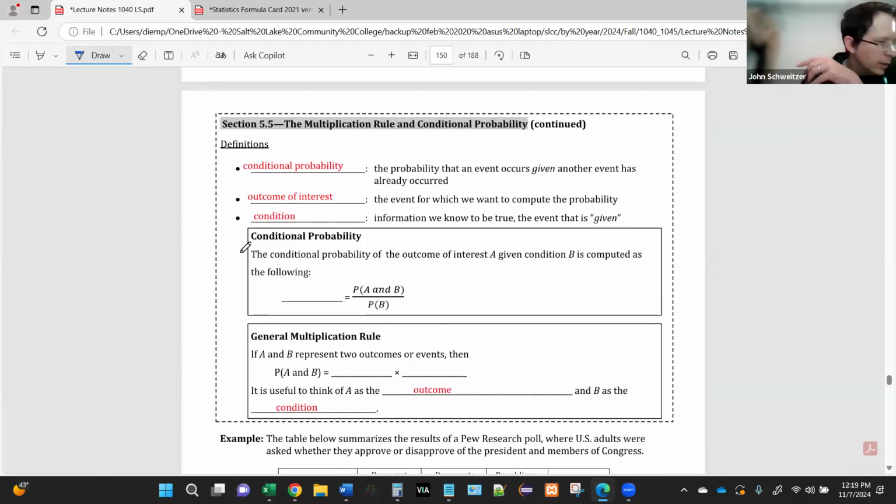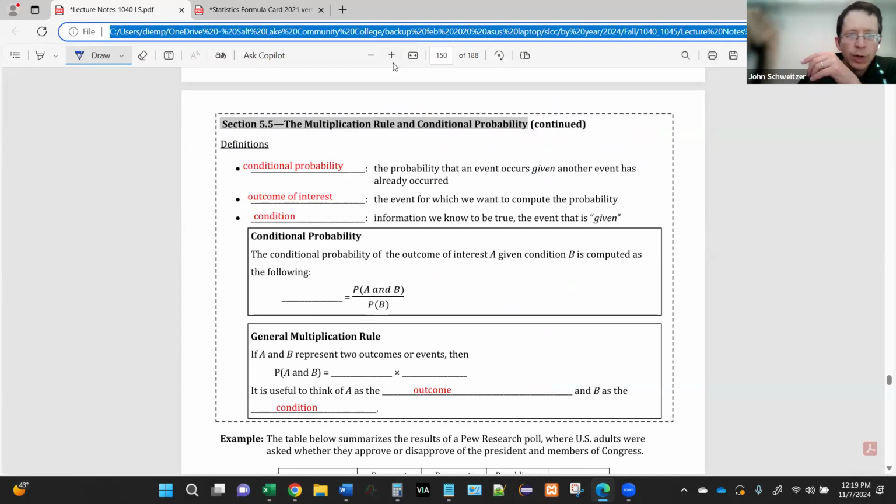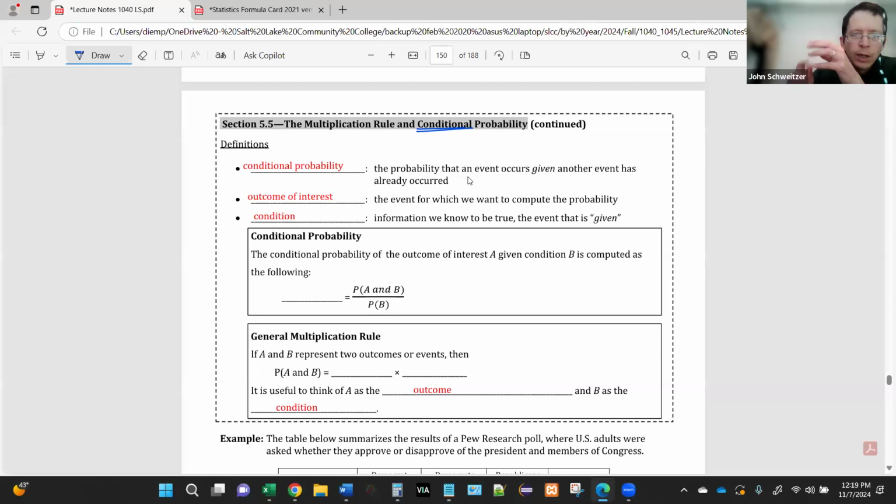So we're going to come down here to page 150 and talk about conditional probabilities. So what is a conditional probability? Well, we're going to condition on some event already happening. A conditional probability is the probability that an event occurs given another event has already occurred. And there's a formula for it.